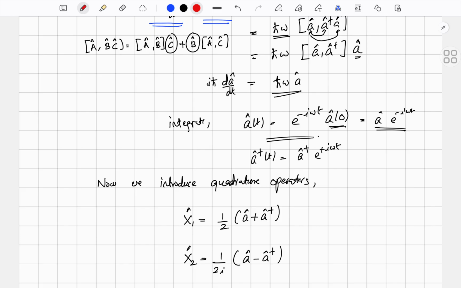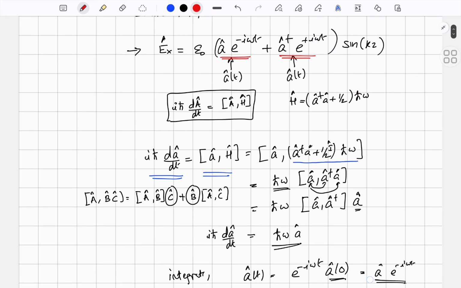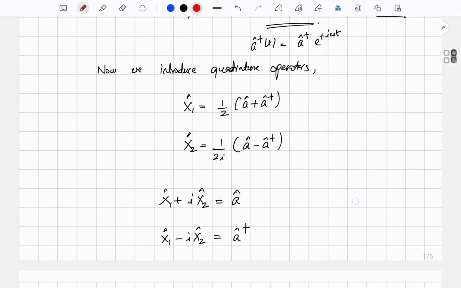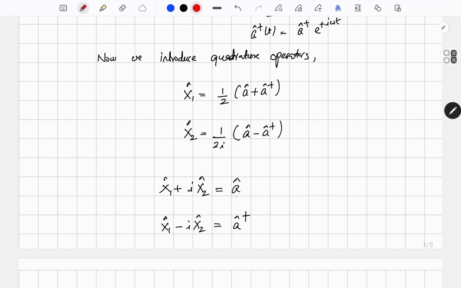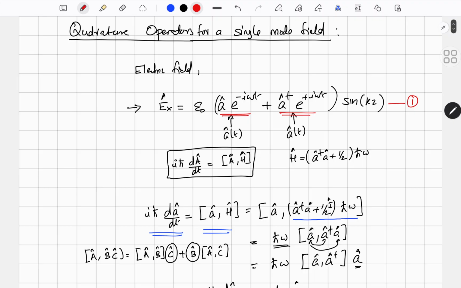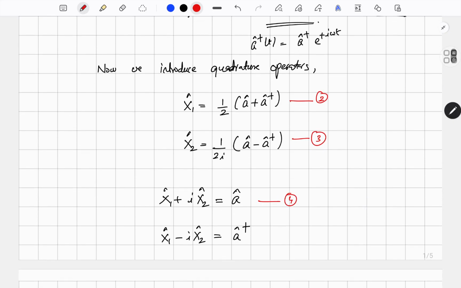So first of all, what I have to do is I have to represent the electric field operators in terms of these quadrature operators. So for that we can find A and A dagger in terms of x1 and x2. Okay, so I can show that this A, the annihilation operator, is simply x1 plus i x2. You can do it yourself, and A dagger, therefore, will be simply x1 minus i x2. Okay, so here we have these two equations. Let this be equation number 1, and these equation number 2 and equation number 3. Okay, so by using equation number 2 and 3 I can find expressions for A and A dagger that I represent as 4 and 5.